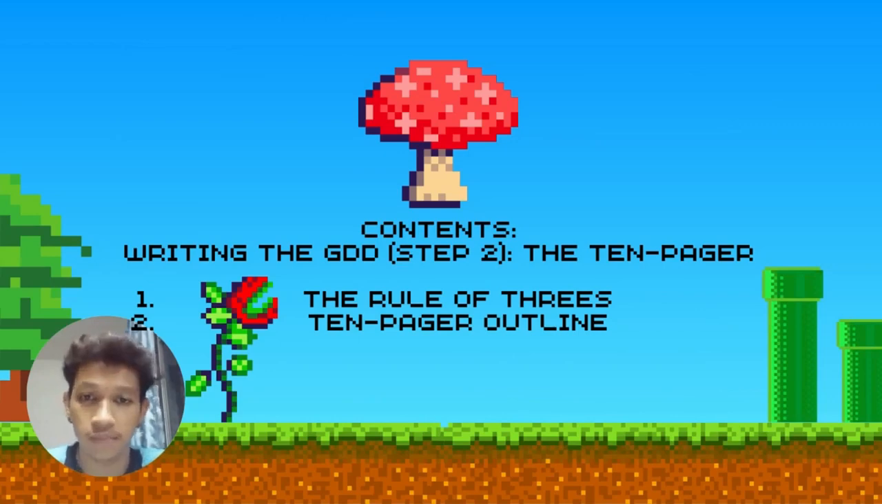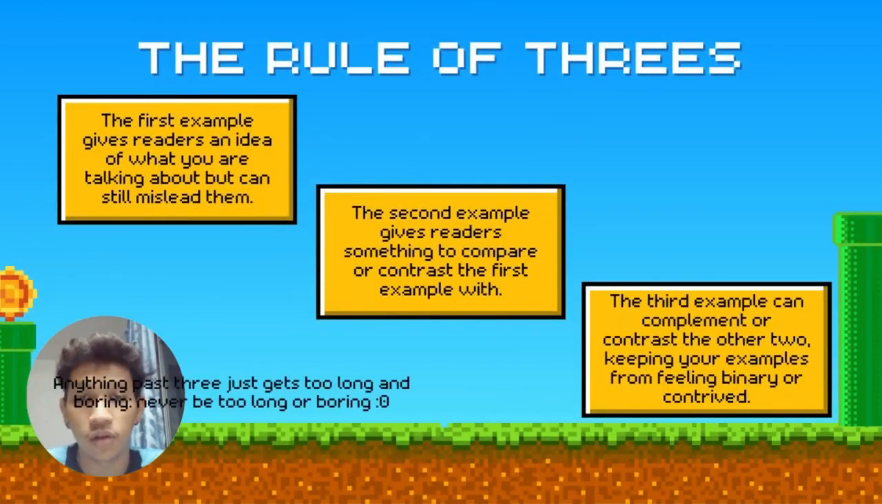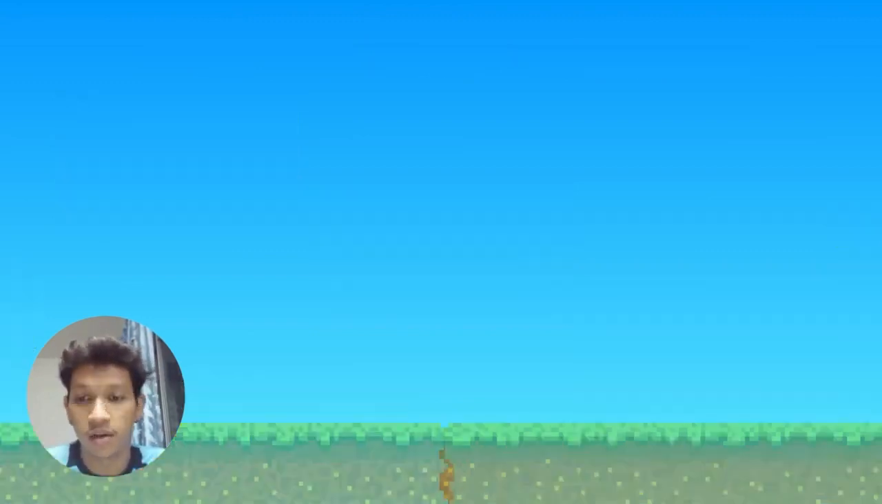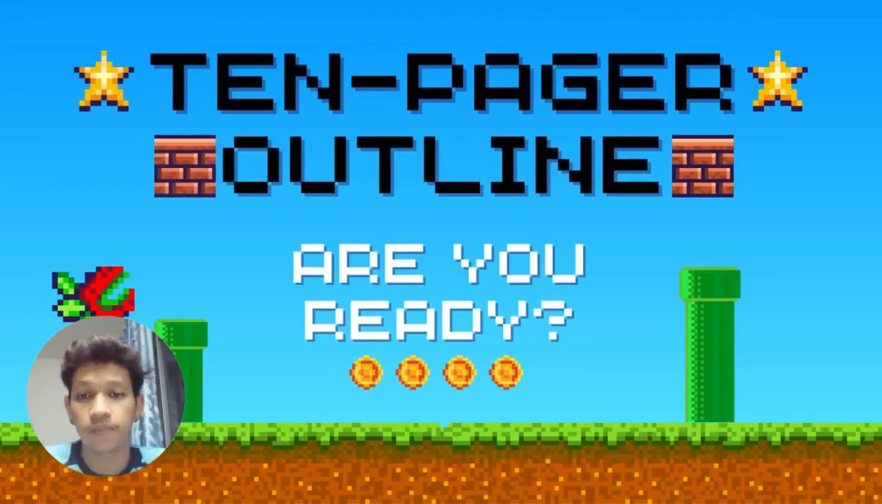I'll be explaining about writing the GDD step 2: the 10-pager, the rule of threes, and the 10-pager outline. For the rule of threes, the first example gives readers an idea of what we are talking about, and can still mislead them. For the second example, they can contrast or compare with the first. For the third example, they shouldn't feel torn, because they know it is the right one. They got your point of view, and more than that will make it too boring. So let's see the 10-page outline.